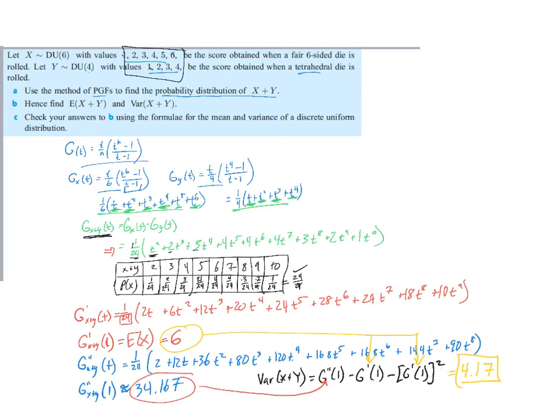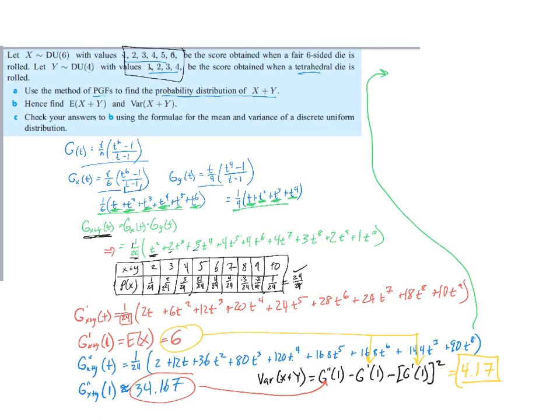But it is kind of neat how it works. It's also neat that it is less work than we used to have to do. Anytime we can do less work, we're not really going to complain about that, are we? Awesome. So the last question says, check your answers to B using the formulae for the mean and variance of a discrete uniform distribution. So we're going to go ahead and move up to the top to try to finish this question off.